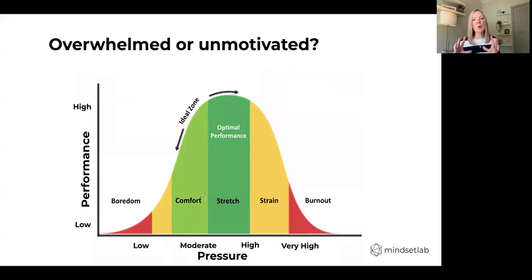However, especially as we get closer to exams or points of pressure, overwhelm and being unmotivated can start to look the same. Let me show you on the graph. If we're over here, you would say at this point that we are unmotivated. But that is roughly the same point as here when we're in strain and burnout. So both those points can look the same when it comes to our performance, but the underlying cause is very different.